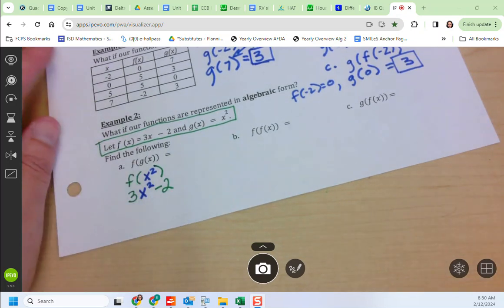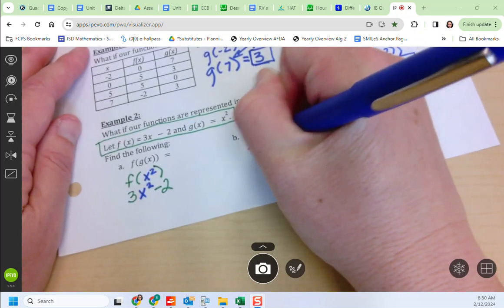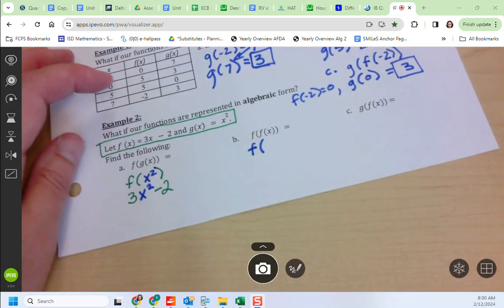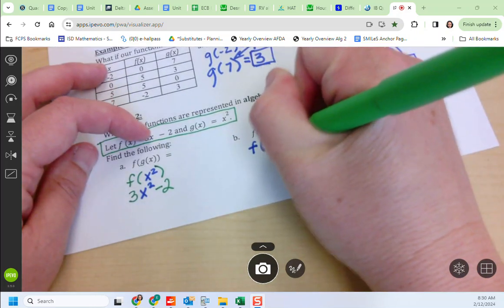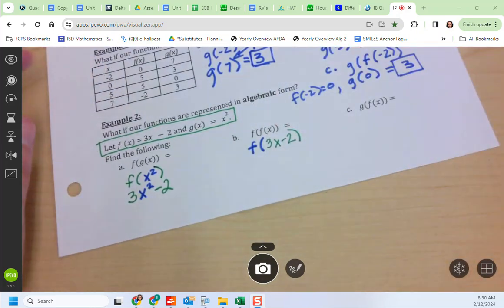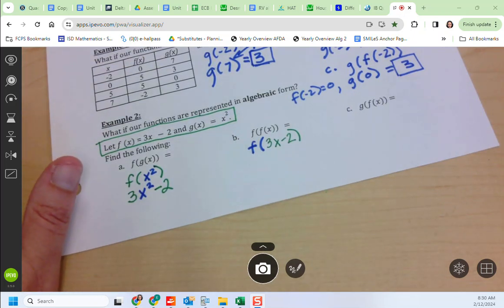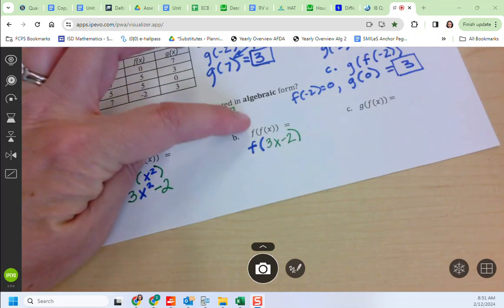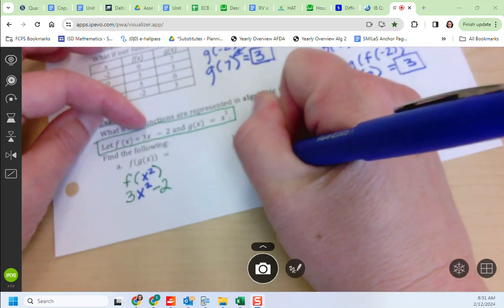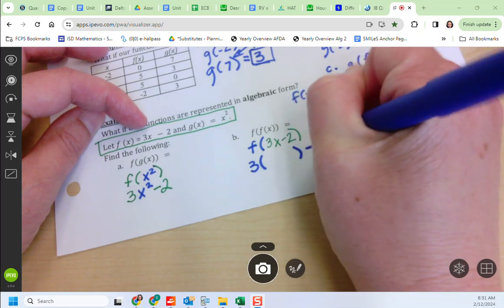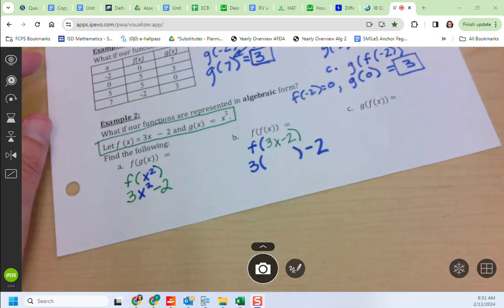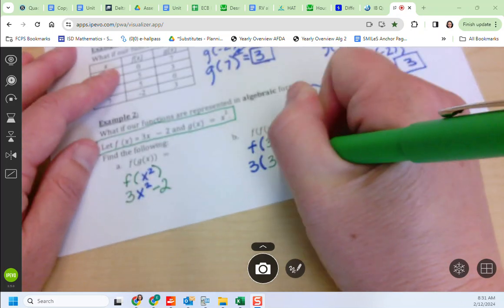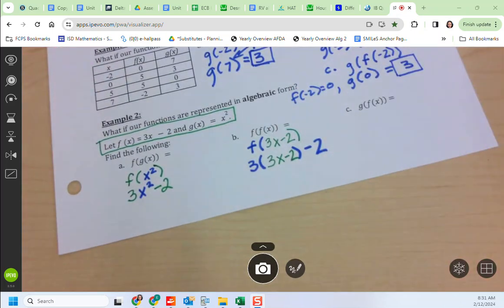All right, f of f of x. So our outside function is function f. Our inside function is also function f, which I'm going to put in 3x minus 2. All right, this is tricky. Wherever you see x, you're going to put in 3x minus 2. So I'm going to take my outside function f, and it's 3x minus 2. That's my outside function. Now notice my inside function is also 3x minus 2. So I just put function 3x minus 2 into function 3x minus 2.